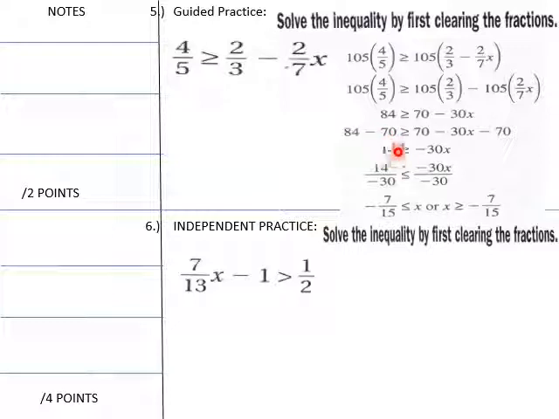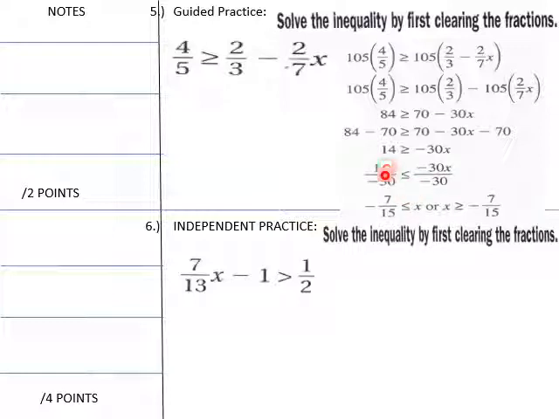And then we get 14 is greater than or equal to negative 30x. We divide through by negative 30 on both sides, and we end up with x. And when we do that, the direction of our sign is going to change because we're dividing through by a negative number. So that changes the direction of our inequality sign.